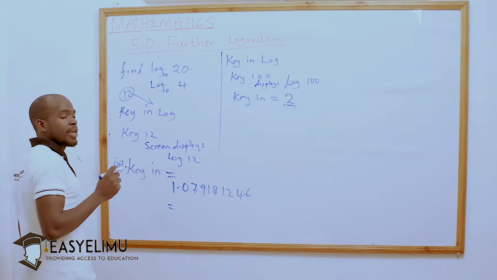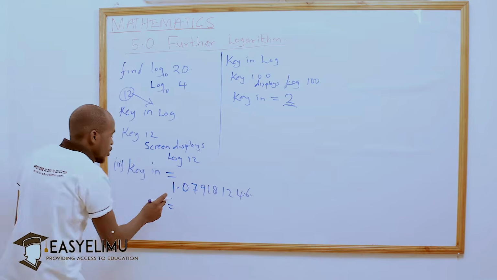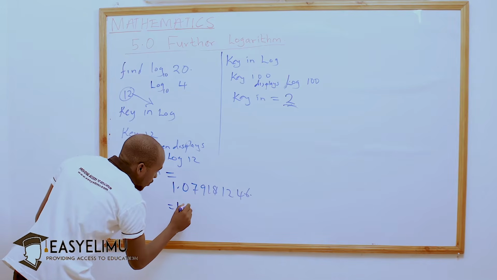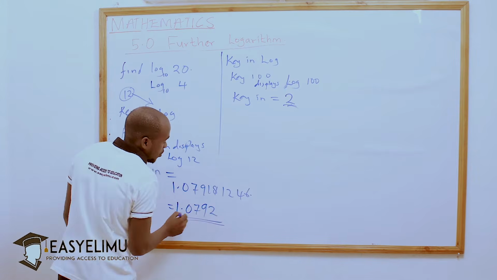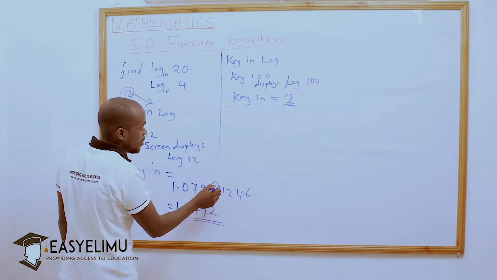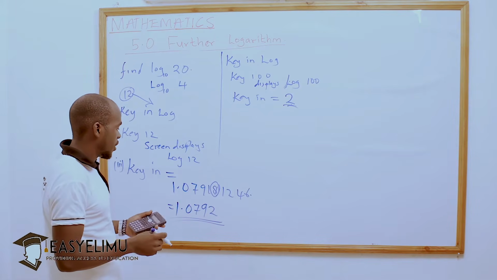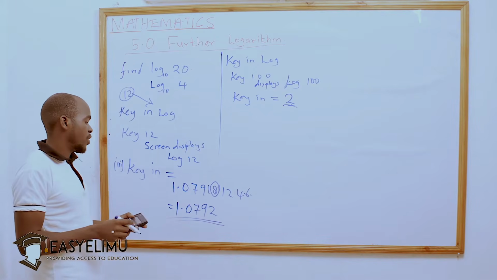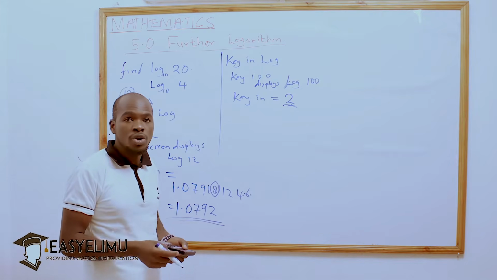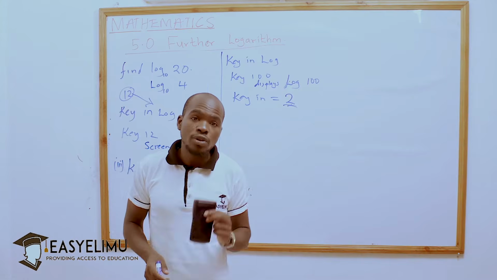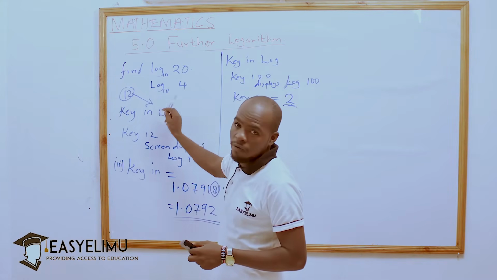For me, I do like cutting it to 4 decimal places. So if it is 4, you will find 1.0792 to 4 decimal places, because this one will be rounded off to the nearest tenth, and I will find the next one will be 2. So it is 1.0792. Using the same procedure, use a calculator to find log of 20 and log of 4.